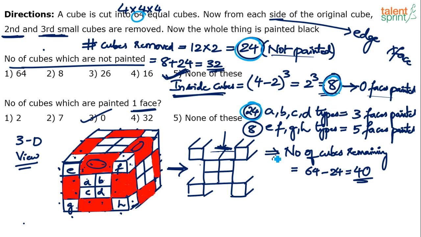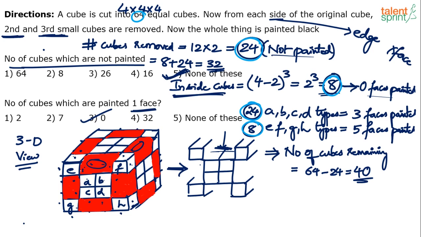24 cubes which are ABCD types, right? Each face has got 4, 6 faces, 24. And corner cubes, EFGH types. So you see totally 64. 24 plus 8, 32 plus 24, 56 plus 8, 64. So we know how many faces painted, right? Out of 64 cubes, there are 24 cubes which are painted on 3 sides. There are 8 cubes which are painted on 5 sides. There are 32 cubes which are not painted at all.